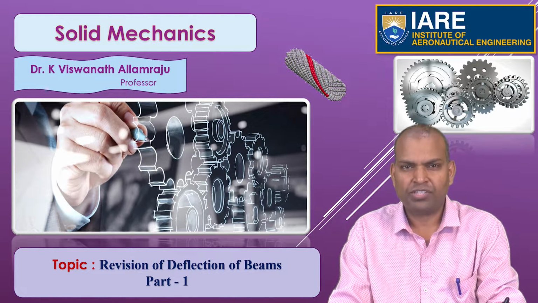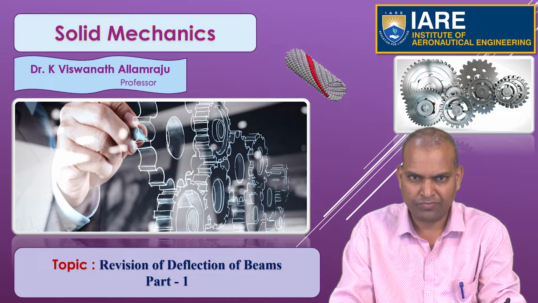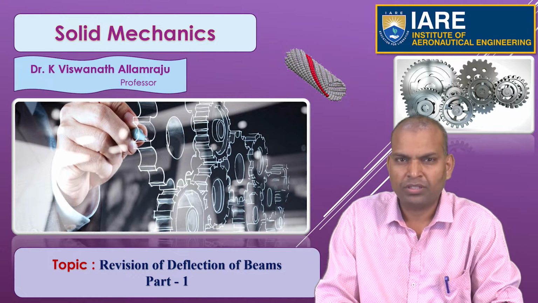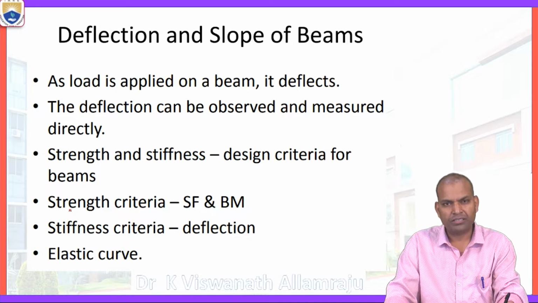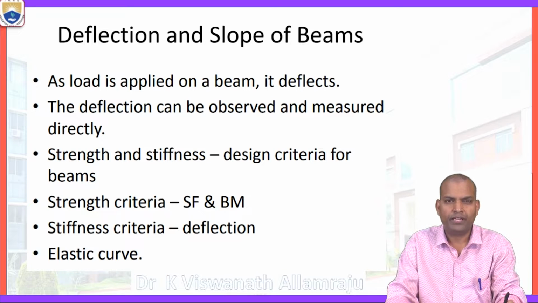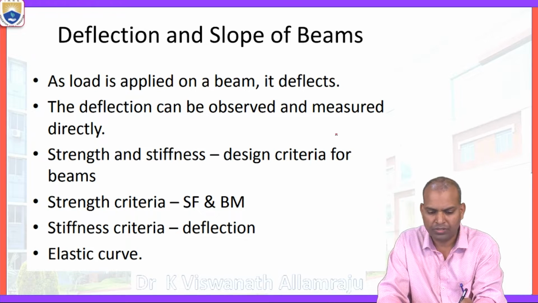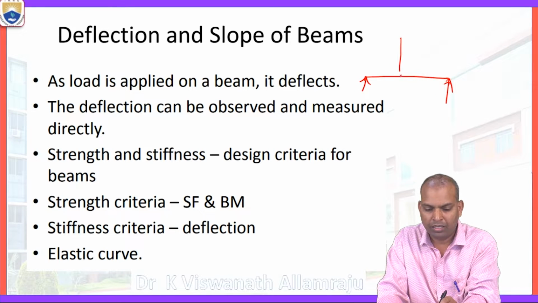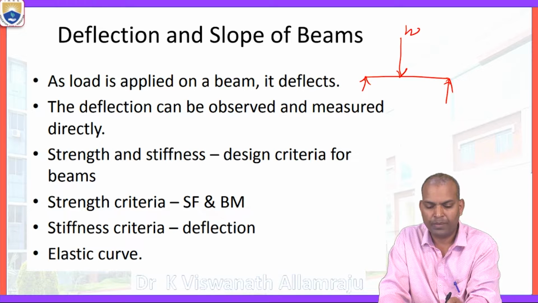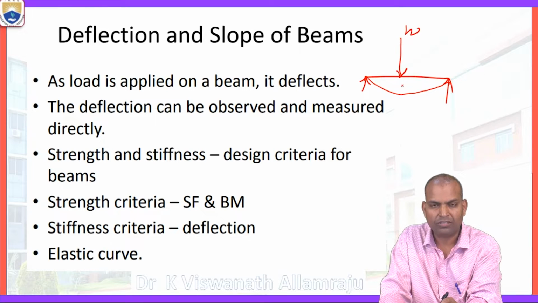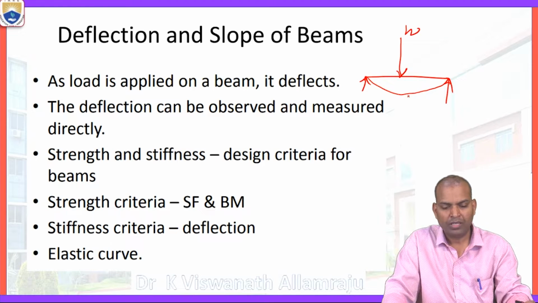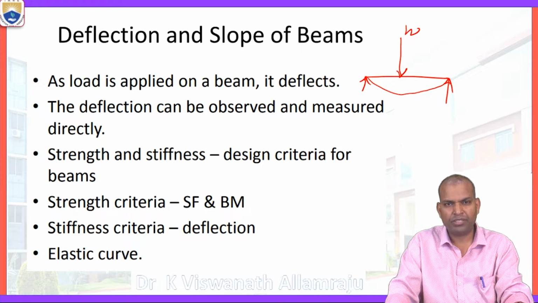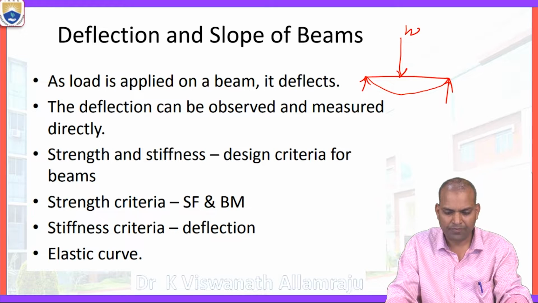In this session, we are going to study the revision of deflection of the beams. What is the deflection of beams, and when will it occur? Deflections will occur when the load is applied on the beam. Suppose you consider a simply supported beam, apply the load W, then the beam will be deformed, bent like that. This is known as the deflection. The deflection can be measured and observed directly by using various methods.